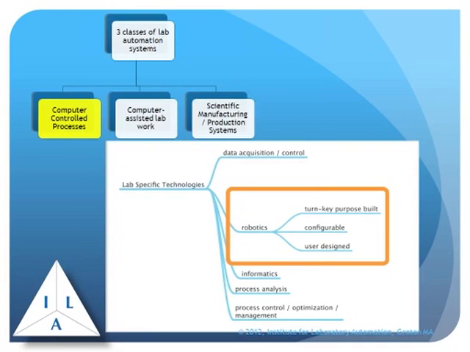In addition, when we take a look at the elements of lab technology management diagram, we're going to focus in on one part, and that's on robotics. There are three ways of looking at robotics: turnkey, purpose-built systems, ones that are designed to do a specific job and do nothing else; configurable systems, which have pretty much a set group of hardware, but can be changed by making some simple software changes; and then user design systems, where basically you build it.